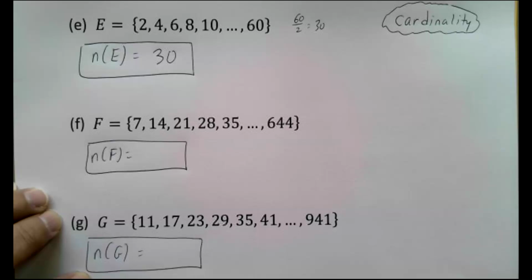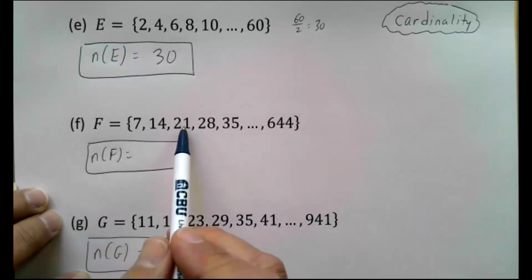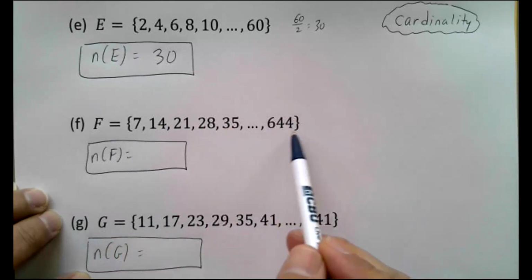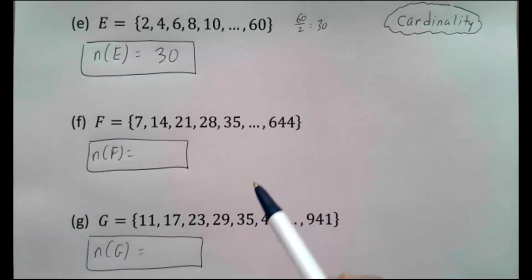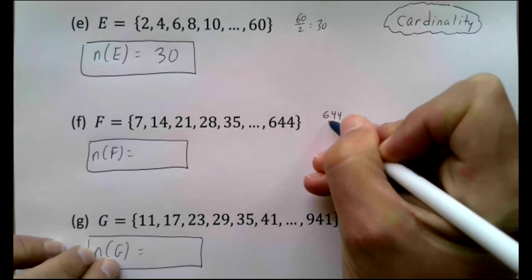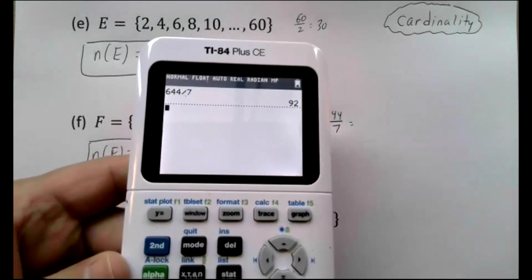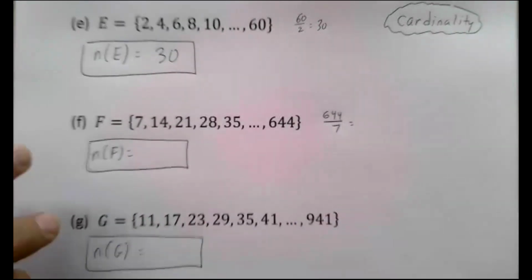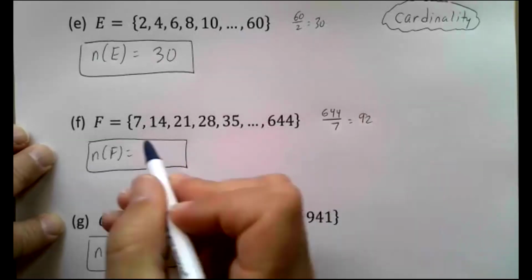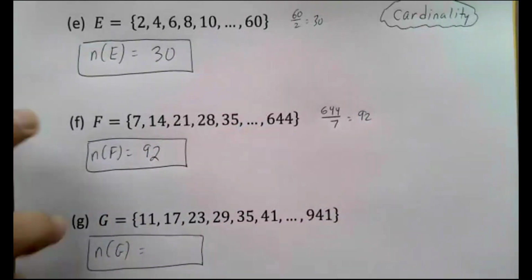I would say the same thing for part F. These are multiples of 7, right? 7 times 1, 7 times 2, 7 times 3, 7 times 4, 7 times 5, all the way up to, this is probably some other multiple of 7. So go ahead and do 644 divided by 7. If you do 644 divided by 7, you will see that 92 is the answer. This must be 7 times 92. So 7 times 1, 7 times 2, 7 times 3, all the way up to 7 times 92. There must be 92 elements in that set.